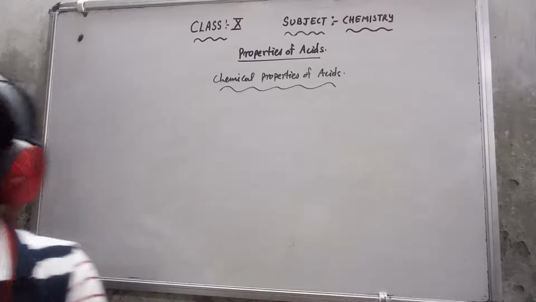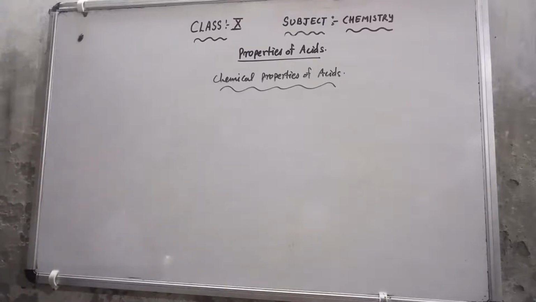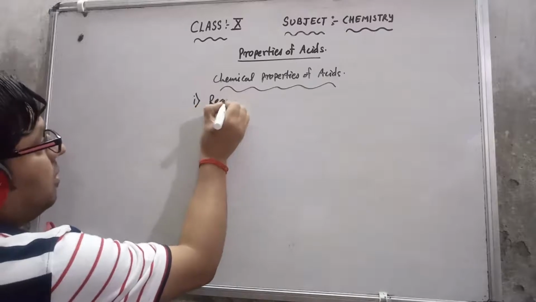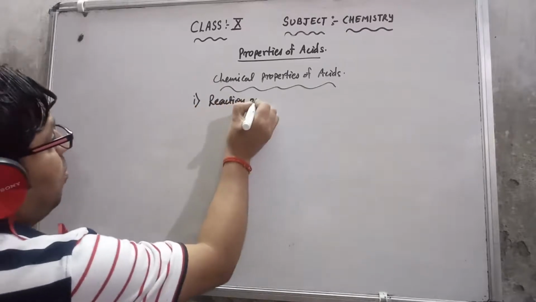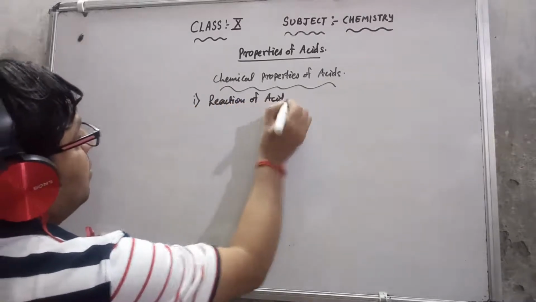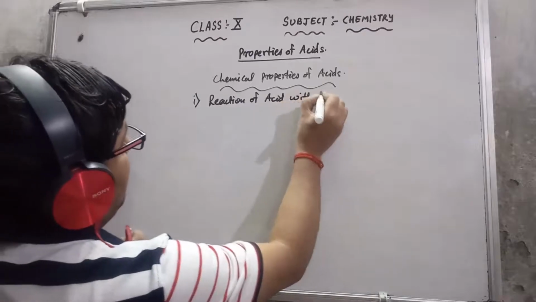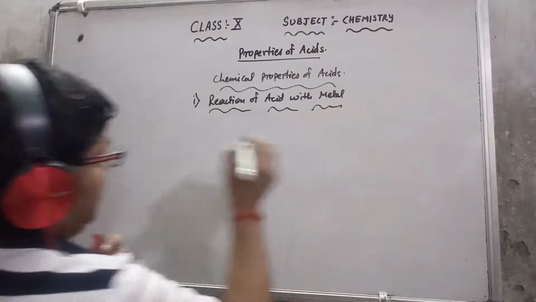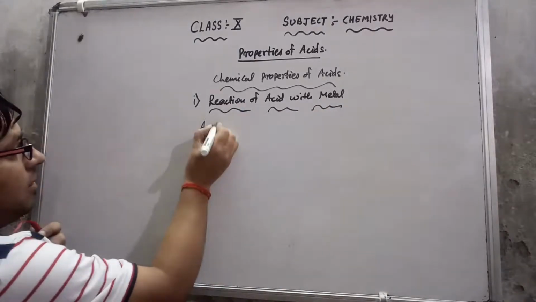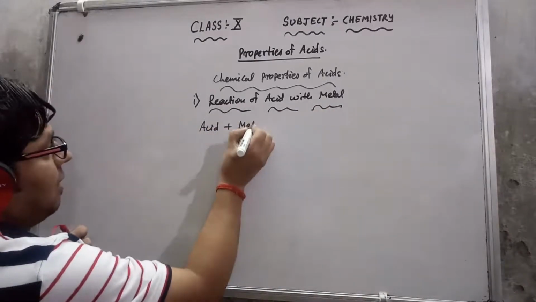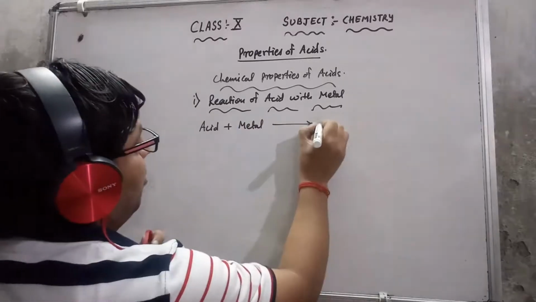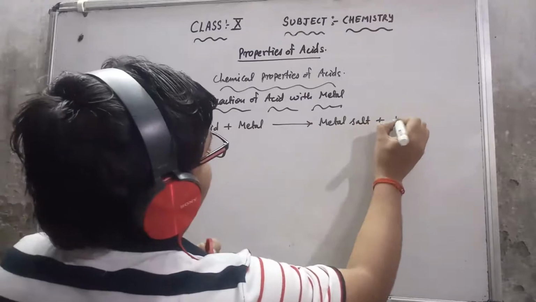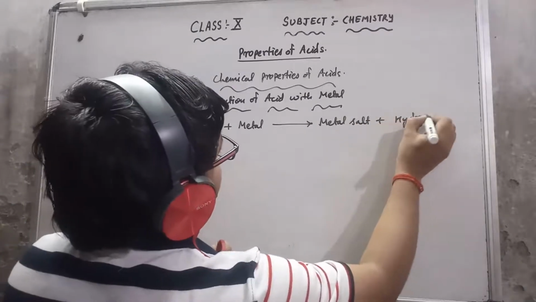First of all I will discuss the reaction of acid with metal. That means when an acid reacts with a metal, it forms a metal salt and releases hydrogen gas.